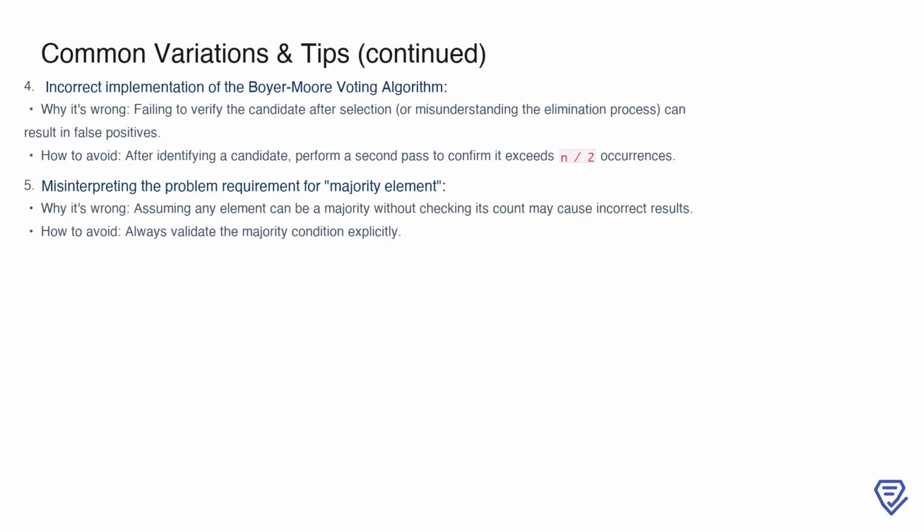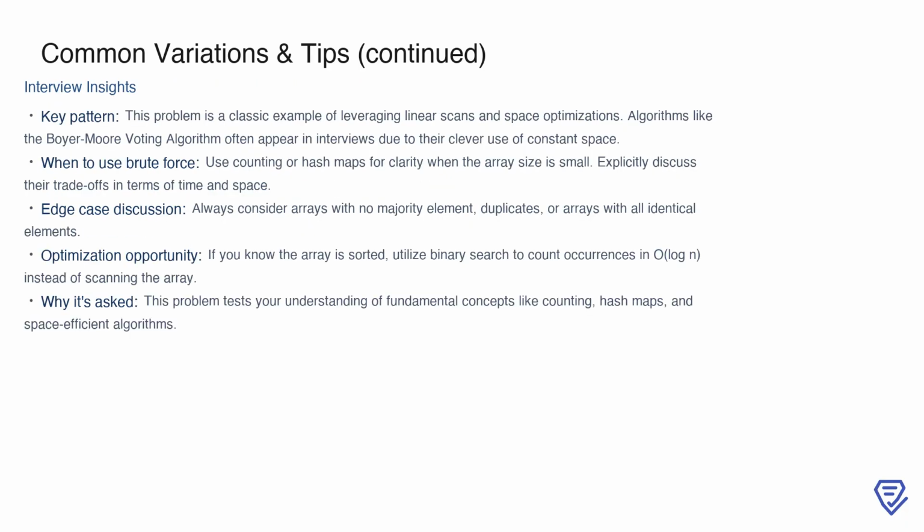To avoid this, always perform a second pass to confirm that your candidate truly appears more than n/2 times. Another common misunderstanding is misinterpreting the requirement for a majority element. Simply assuming any element can be a majority without explicitly checking its count will lead to errors. To ensure correctness, always validate that the element satisfies the majority condition by counting its occurrences and comparing against the threshold.